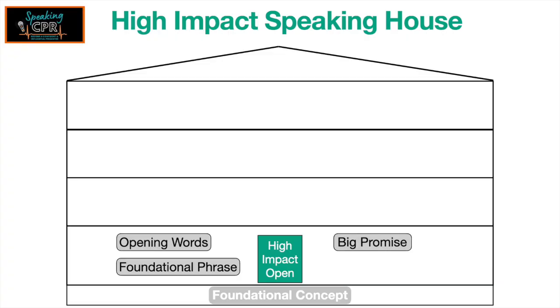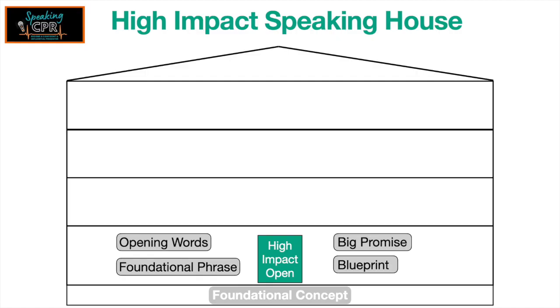The third part is what we call the big promise. This is what your audience is going to take away from your talk. It's important that this is benefit-based. People don't care what you do as much as they care what they will get out of the presentation.